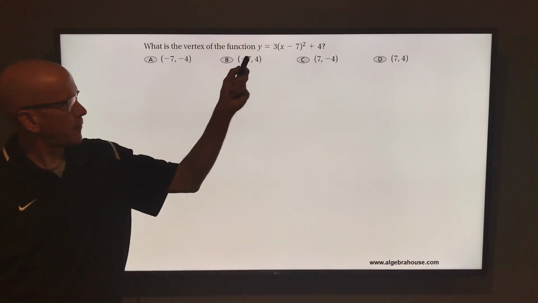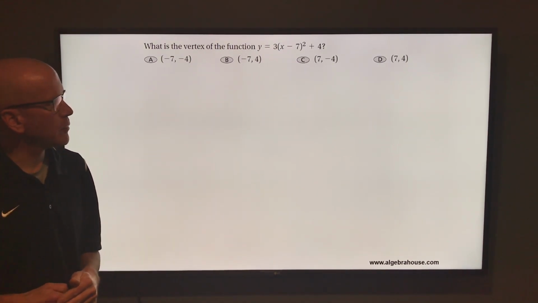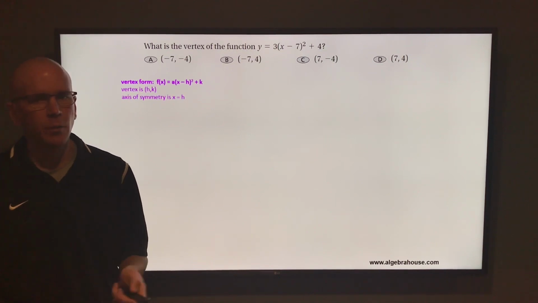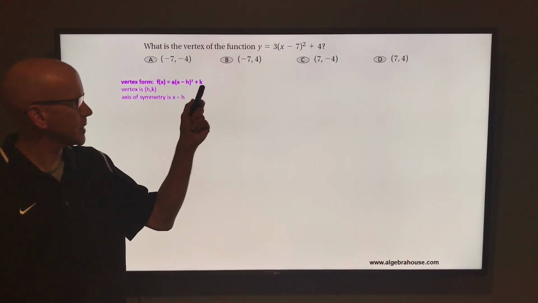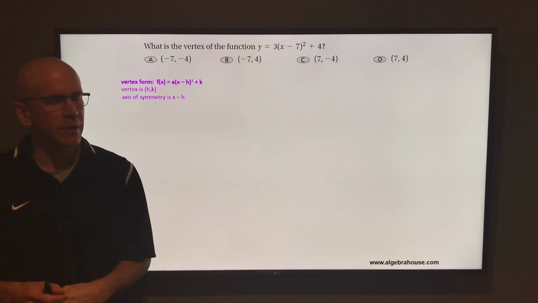What is the vertex of the function y equals 3 times the quantity (x minus 7) squared plus 4? Remember, your vertex form is a times the quantity (x minus h) squared plus k. The vertex is located at (h, k). The axis of symmetry is x equals h.